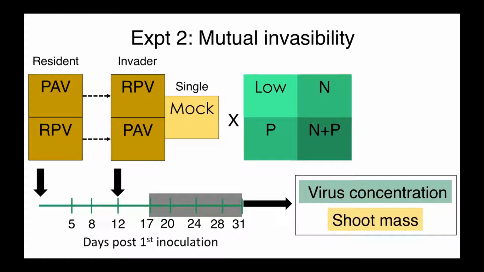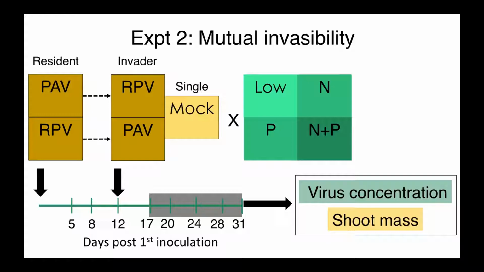The second experiment we did, I'm calling the mutual invasibility experiment. So at the beginning, we inoculated plants with one of the 2 viruses. Then we waited 12 days and inoculated them with the opposite virus, or we did a mock inoculation. And this was done across all 4 of those nutrient treatments. And then at 5 different time points, we measured virus concentration with qPCR and the mass of the plants.